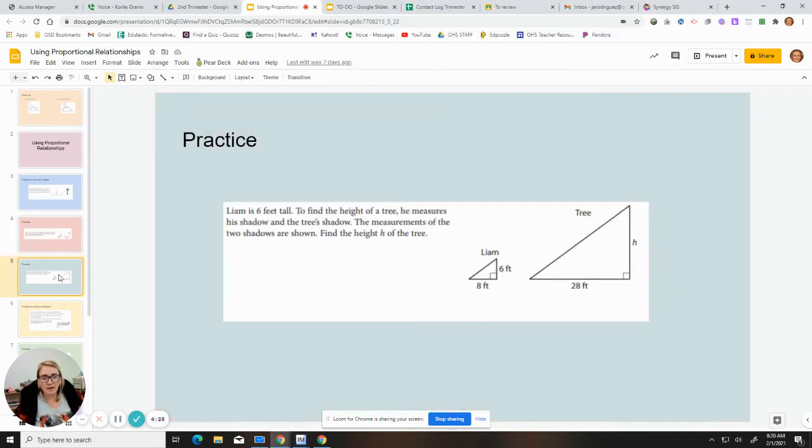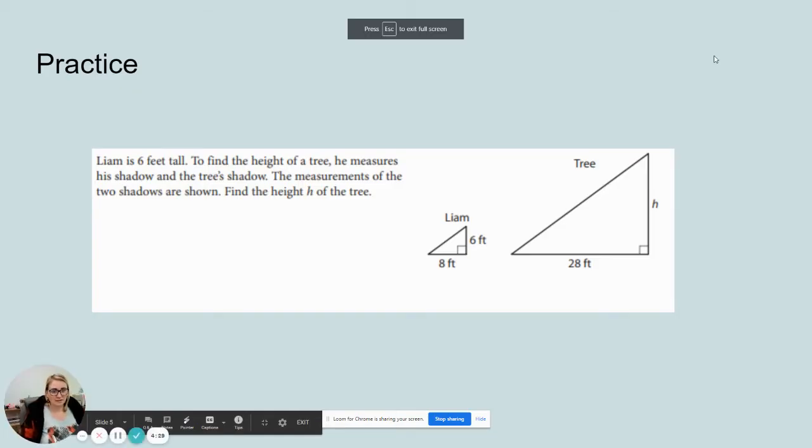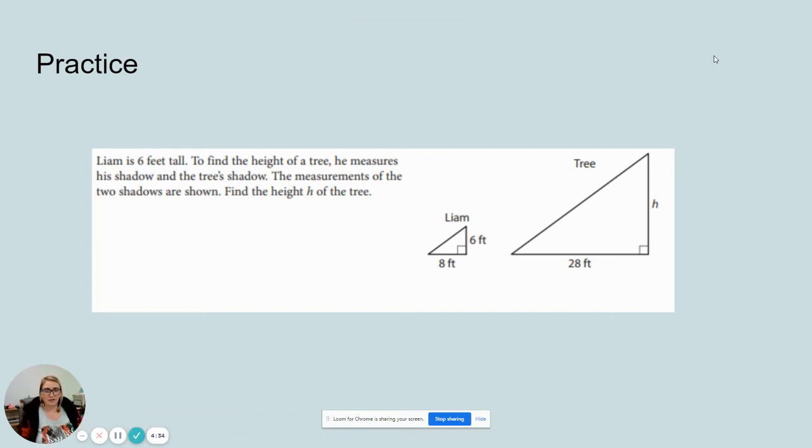Okay, so I'm going to have you guys practice this one on your own. Okay, practice. It's already pretty much set up. Liam versus the tree. Okay, and you're going to be solving for the height of the tree. So go ahead and take a second to figure out what H is going to be.